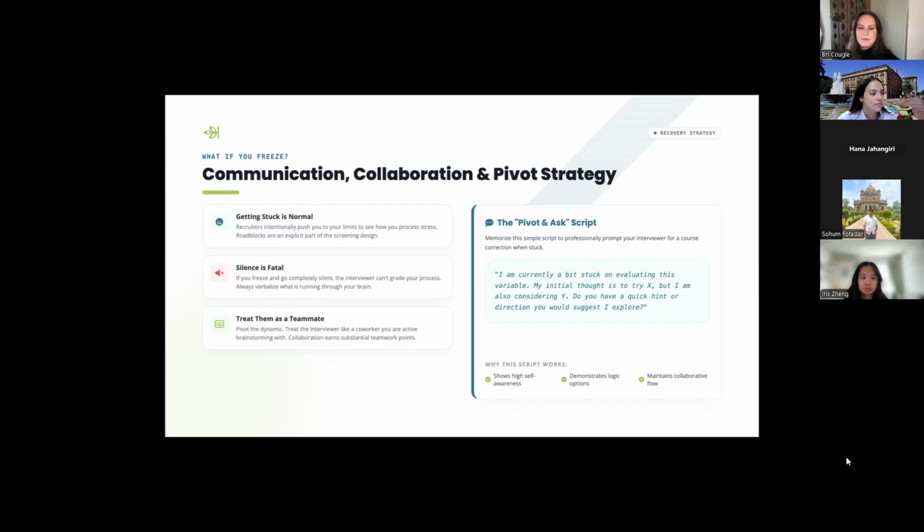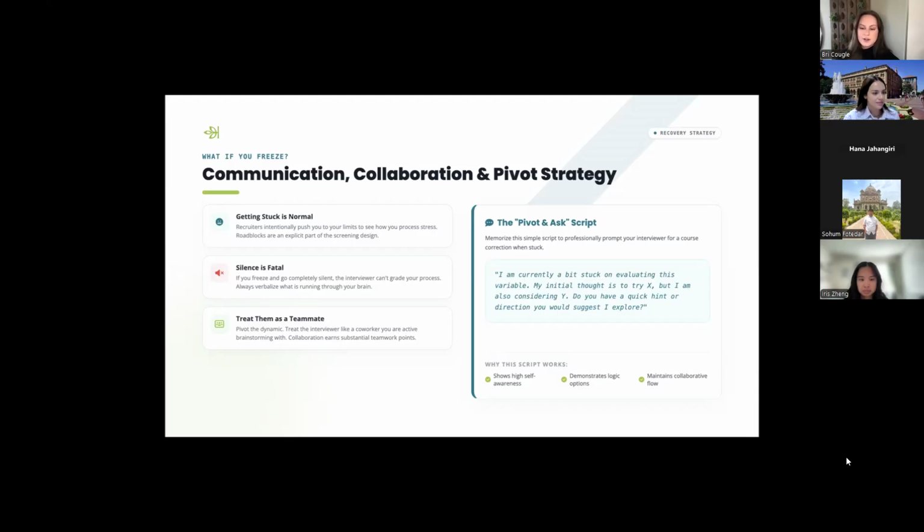So the pivot and ask script: I'm currently a bit stuck on evaluating this variable. My initial thought is to try X, but I'm also considering Y. Do you have a hint in the direction I should explore? Again, showing that you're thinking about it in a couple different ways. You are stuck, but you're not just saying, hey, I'm stuck. It shows that you're looking to take what you're stuck on and still move forward, and that you just need a little bit of clarification to get there.